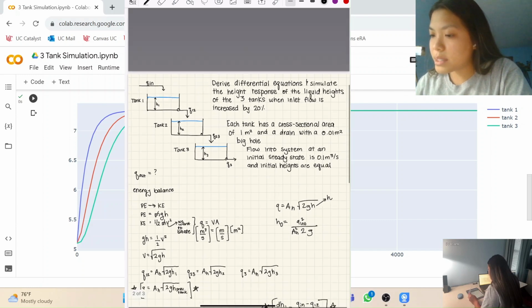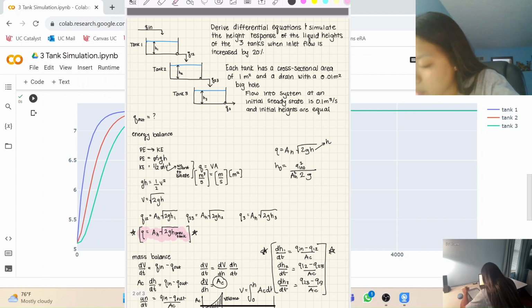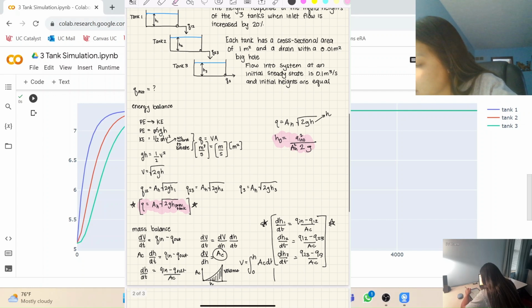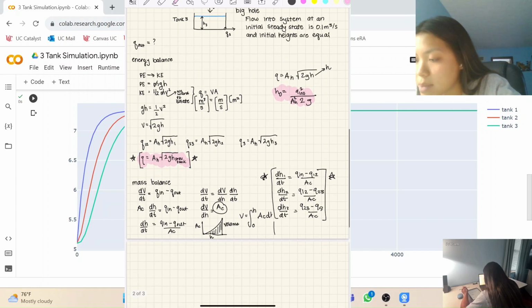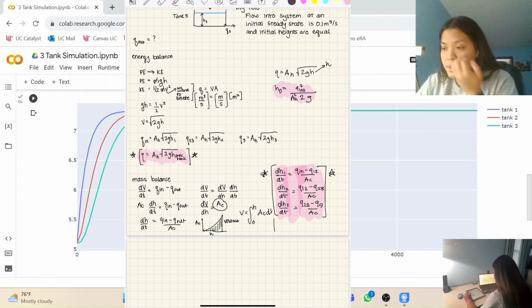And basically, we took these and we wrote out an energy balance to derive this equation here, which represents the flow from each tank, and we use these to have the three for each respective tank. We also use an energy balance to derive the initial heights, which are the same at steady state for all the tanks. And then we used mass balance to derive these three differential equations here, which we then used in the Google Colab to code out the simulation.